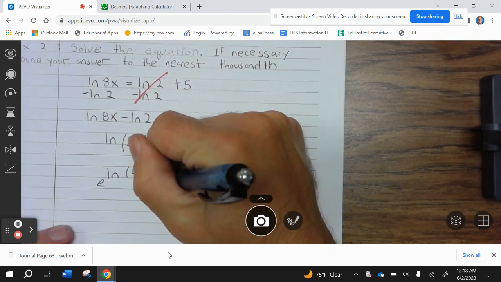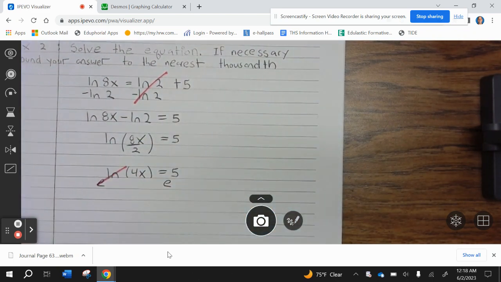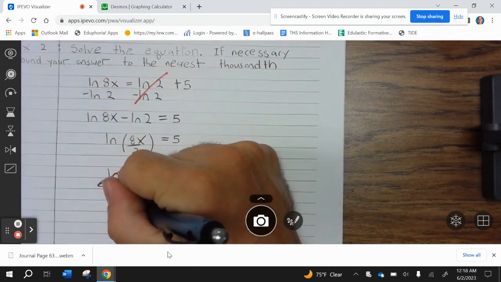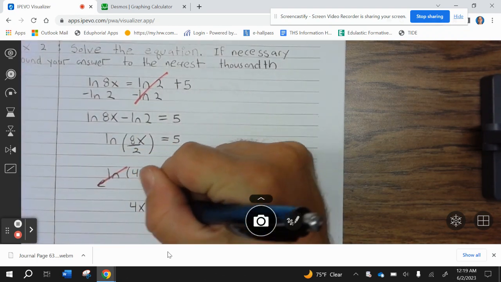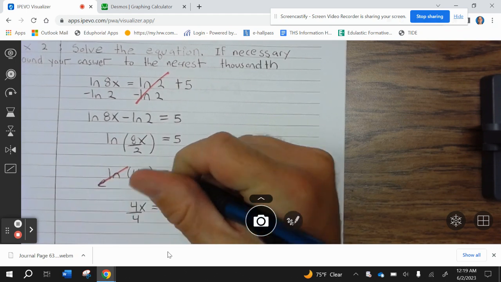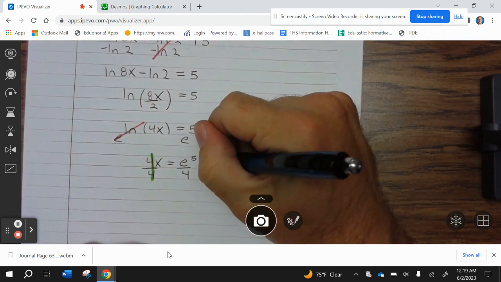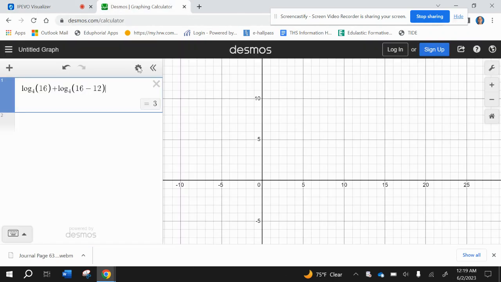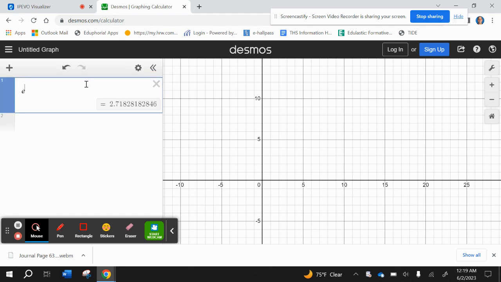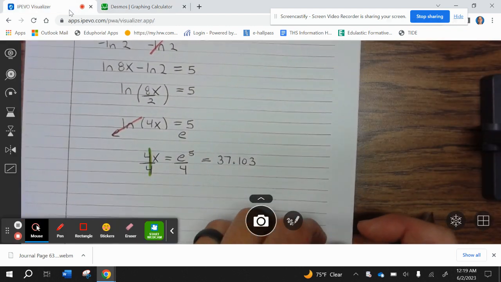Raise both by e. This cancels. You get 4x equals e to the 5th. Divide both sides by 4. This divides becomes 1. So x equals e to the 5th divided by 4, which is 37.103. Okay, so go ahead and finish up that example.